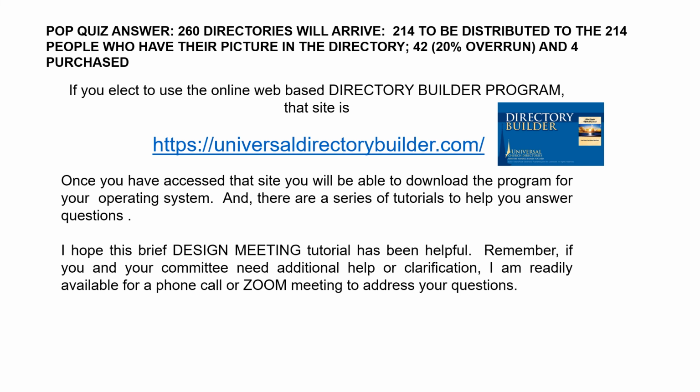Pop quiz answer. 260 directories will arrive. 214 to be distributed to the 214 people who have their picture in the directory. 42, a 20% overrun, and the 4 that were purchased. If you elect to use the online web-based directory builder program, that site is universaldirectorybuilder.com. Once you have accessed that site, you will be able to download the program for your operating system. And there are a series of tutorials to help you answer the questions.